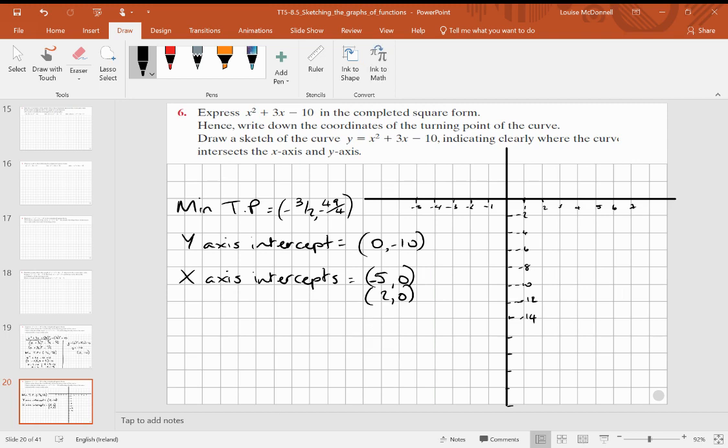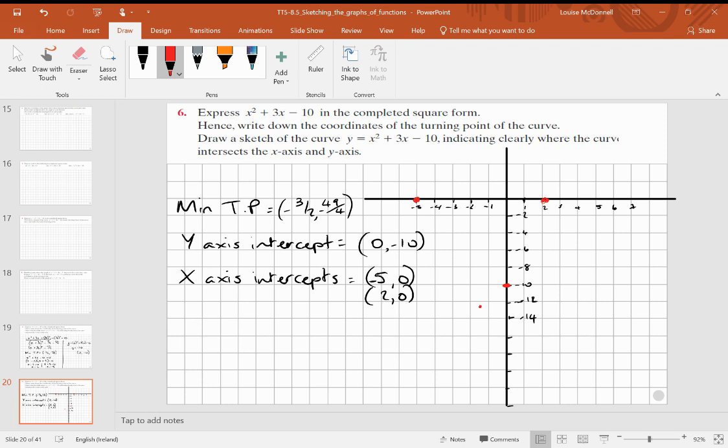So I've just written down the parts that we already have figured out. So we're going to mark those in. I'm going to change the color of the pen. The y-intercept is 0, minus 10, so we can mark that in there. We know that the roots are minus 5, 0, which is here, and 2, 0. And we know that the minimum turning point is minus 1.5 and minus 12.25. So we can put that about there.